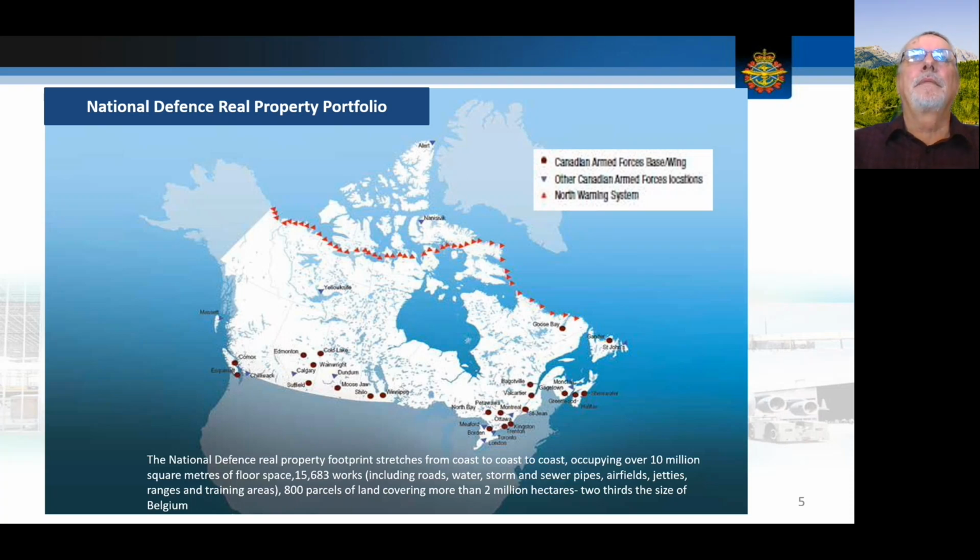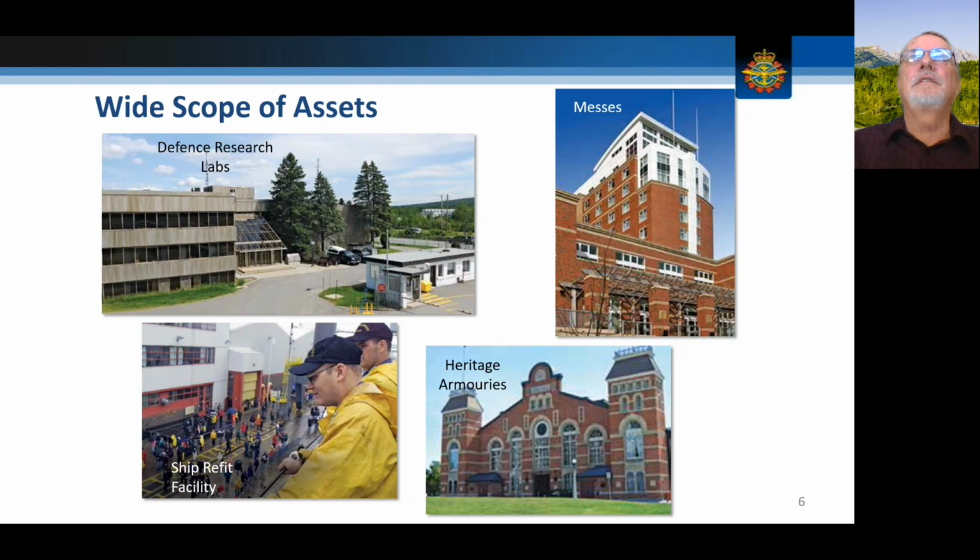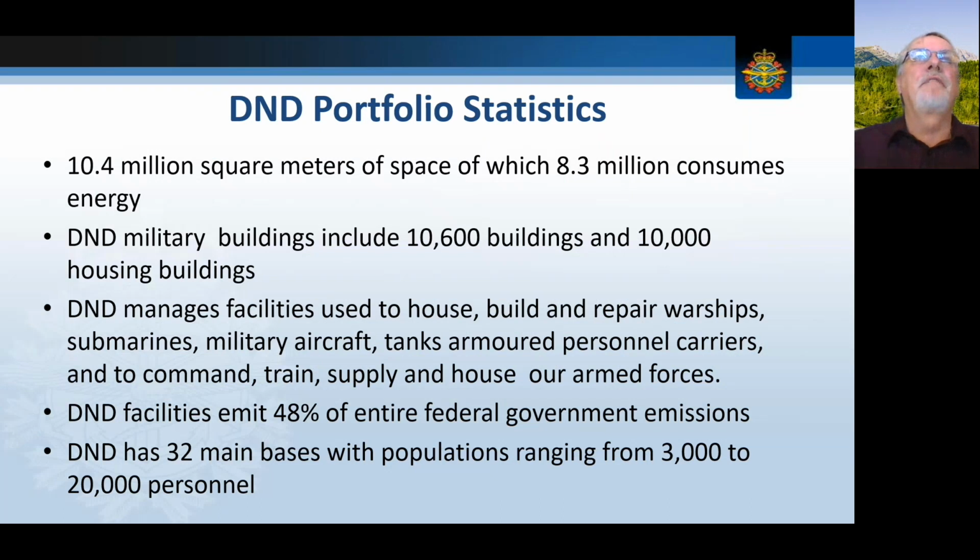And all of these assets, there's an incredibly wide scope of them. We have everything. You can see the photos here from research labs. We have our own ship refit facilities, shipbuilding. We have armories that are national heritage buildings. We have messes, like the picture on the right here, that are modern, older ones.